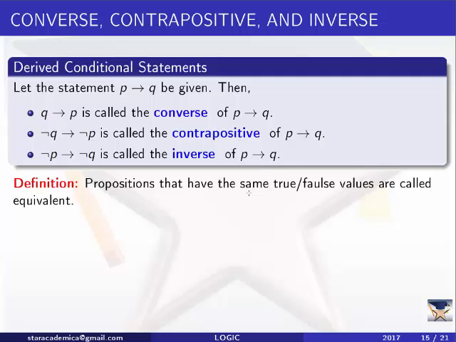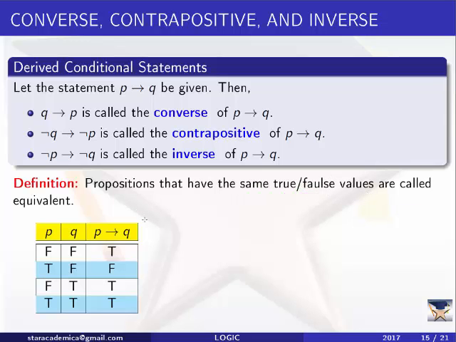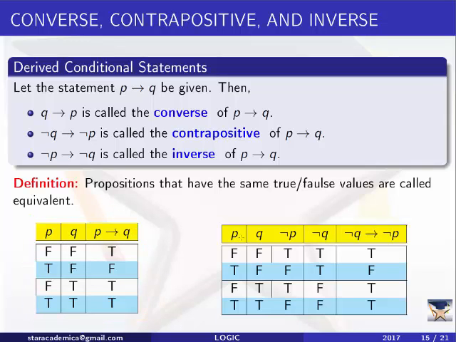Propositions that have the same true or false values are called equivalent. So if they have the same truth tables, they are equivalent. For example, let's look at this one. This is the implication from P to Q. And let's take this into account.